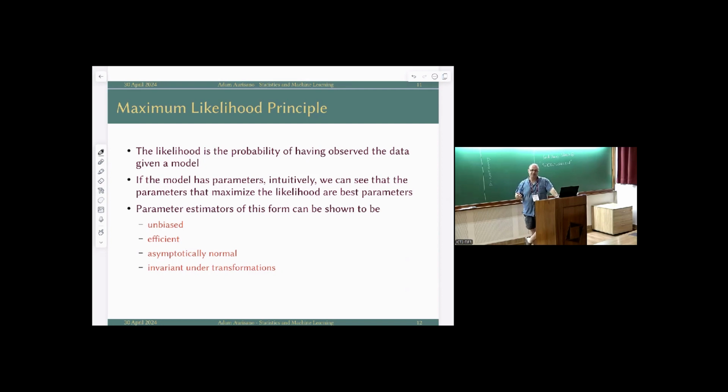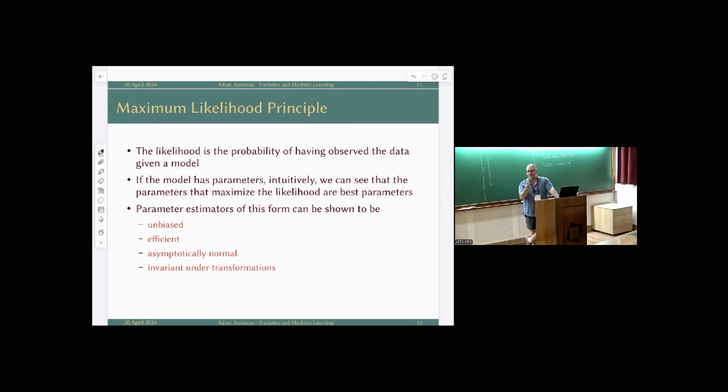The other thing that's nice is that if you have a parameter estimator, so that's what this would be called, something that lets you estimate parameters, estimators of this form can be shown, at least asymptotically, to be unbiased, efficient, normal, and invariant under transformations. So what does that mean? Unbiased means the estimator of your parameter minus the true value of the parameter becomes arbitrarily small as you collect more data, right? So that's about the bias term. The expectation value of the difference between those two things should become arbitrarily small as you collect more data.